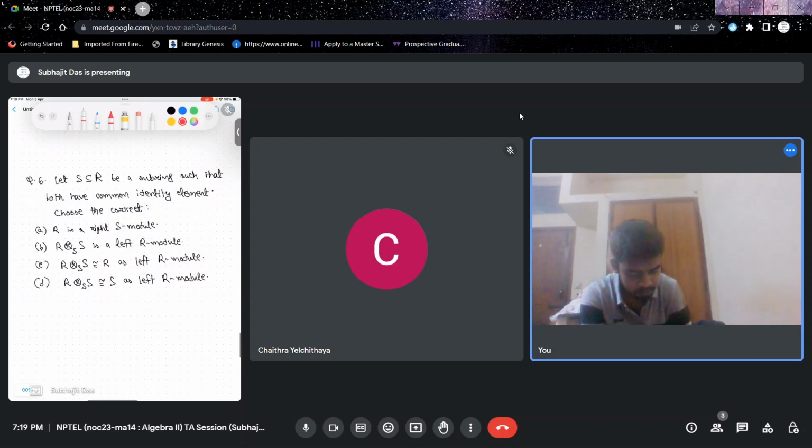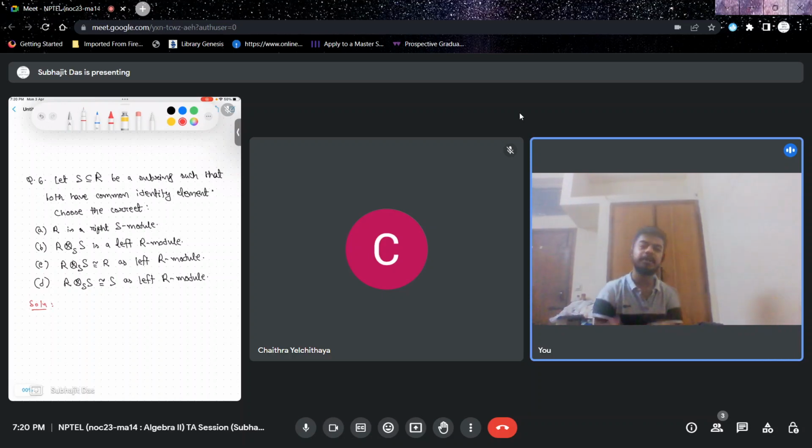Okay. So let S be a subring of a ring R such that they have the same common identity element. Usually by subring we mean this, that the identity element of R should be in S. Now we need to choose which of the following are correct. So first of all, R is a right S module.